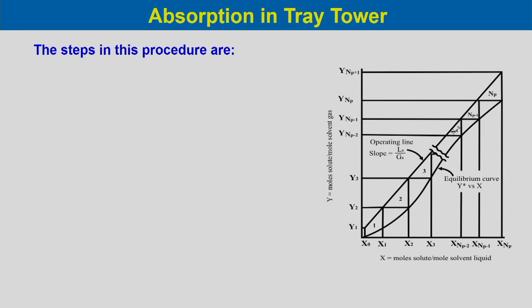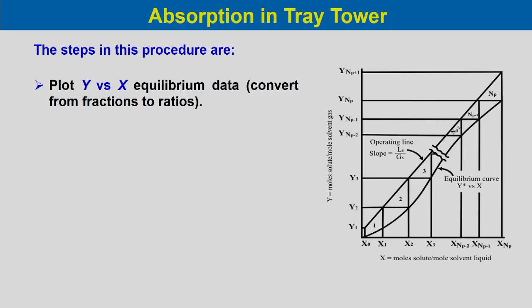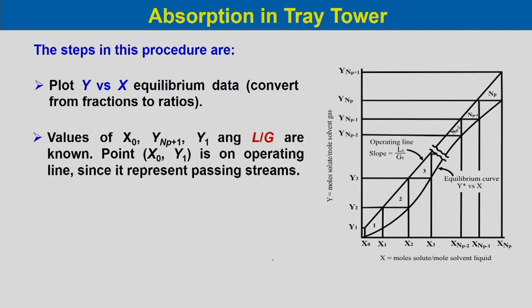And then to find the number of plates, we need to follow certain steps. Plot y versus x equilibrium data, converting mole fractions into mole ratios, capital Y and capital X, which are plotted over here in mole ratio units. And then the values of X naught, Y N P plus 1, Y 1 and L by G are known.